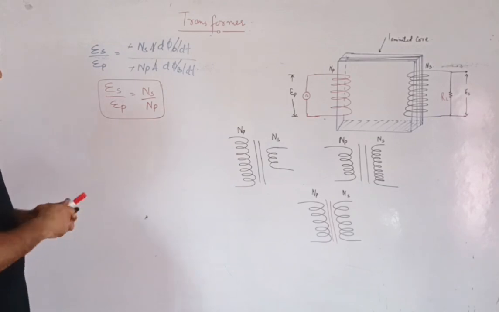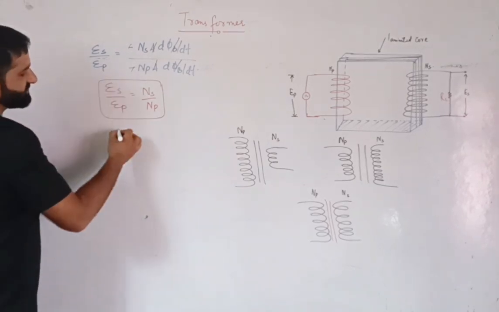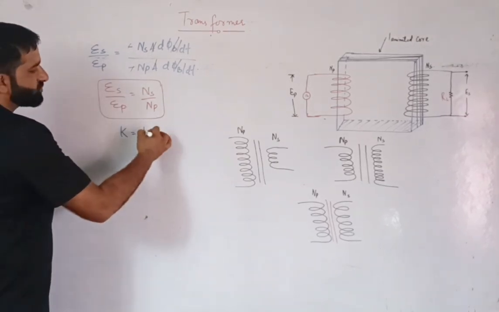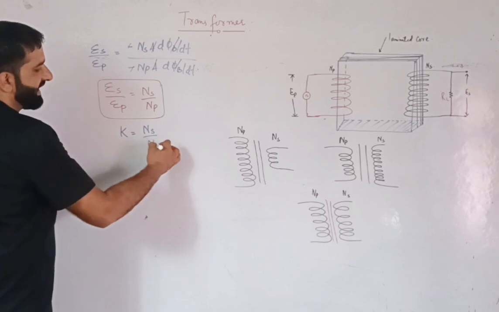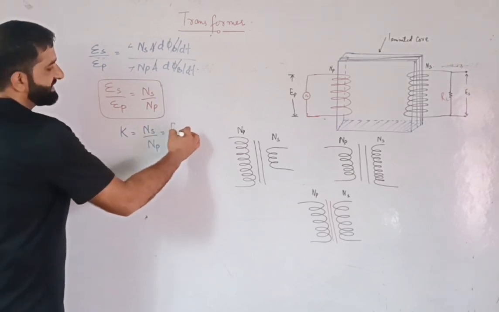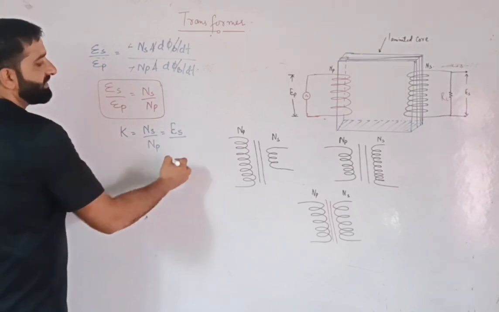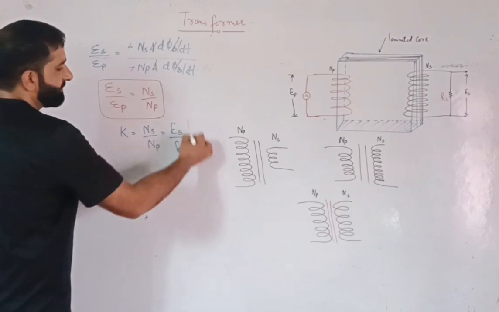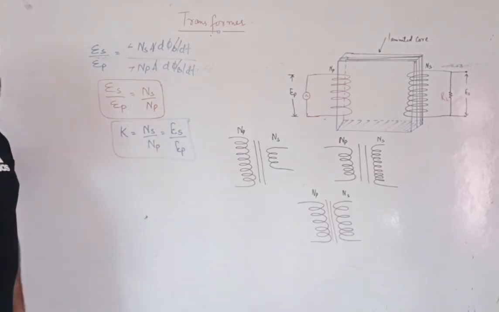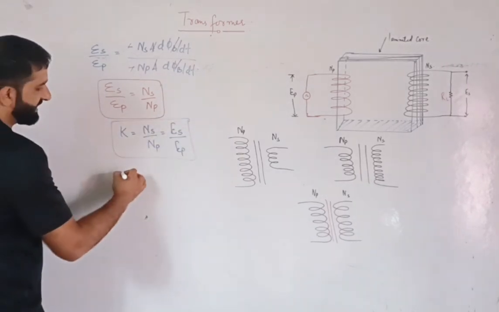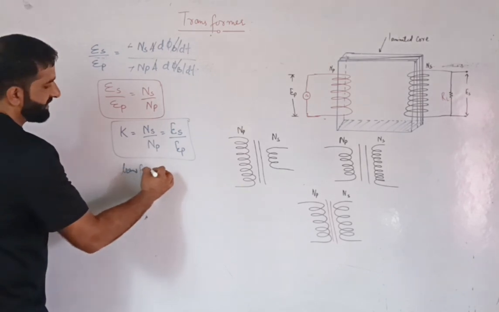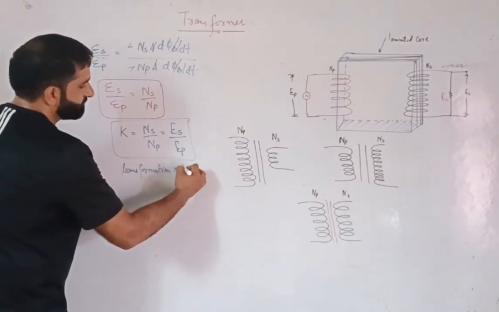Now this ES by EP is called the transformation ratio, that is equal to K. So K is equal to NS divided by NP, or more precisely it is the ratio of EMF in the secondary to the EMF in the primary. This K is called the transformation ratio.